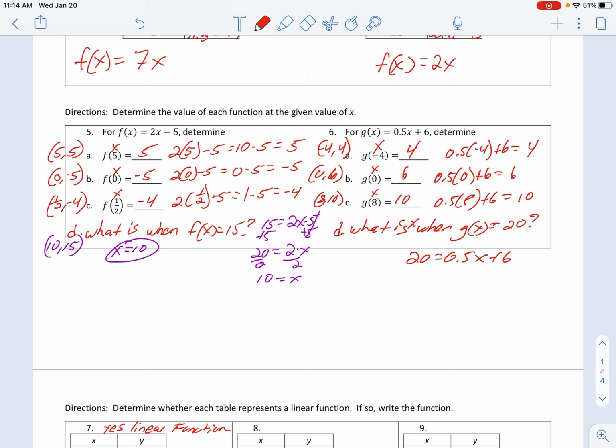So how do we solve our equations? It's a +6. We're going to subtract 6 from both sides. We get 14. Now that 0.5, as we've been noticing, has always been attached by multiplication. So the inverse of multiplication is division. And 14 divided by 0.5, you plug that into your calculator, you get 28. So x has to be 28 to get 20.